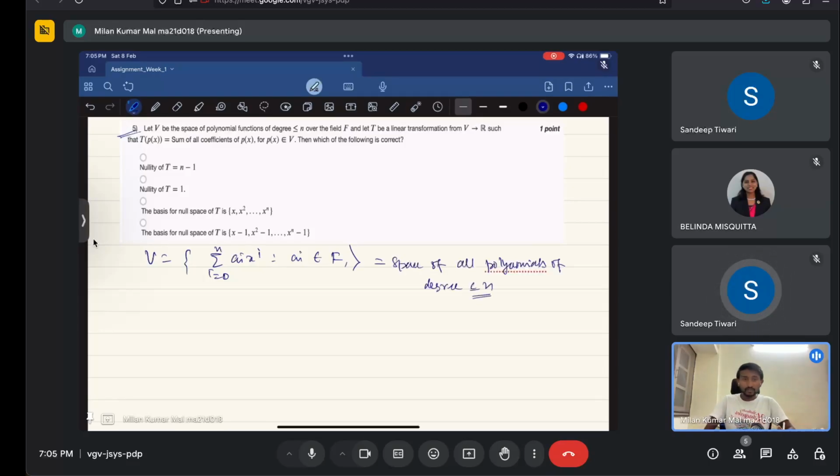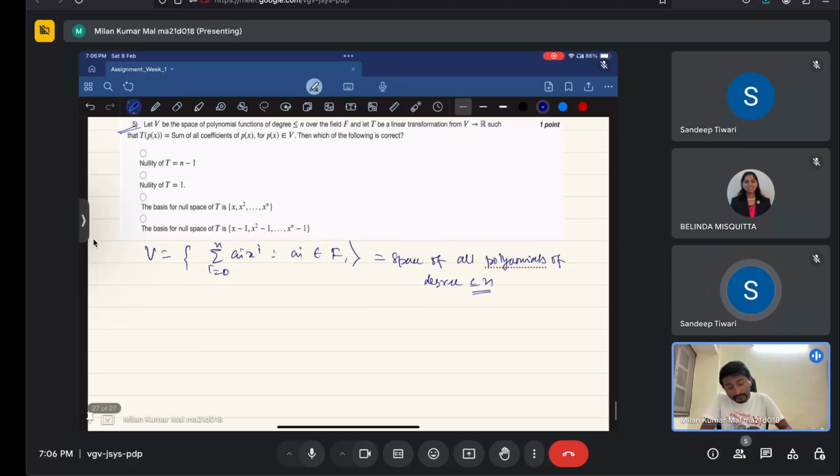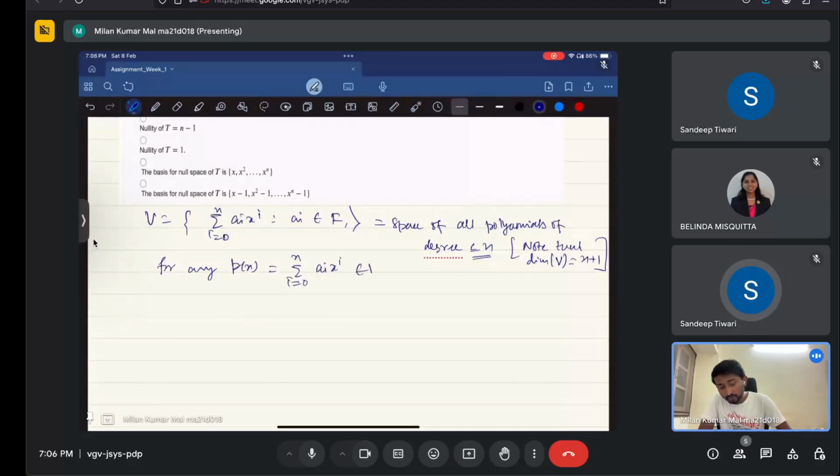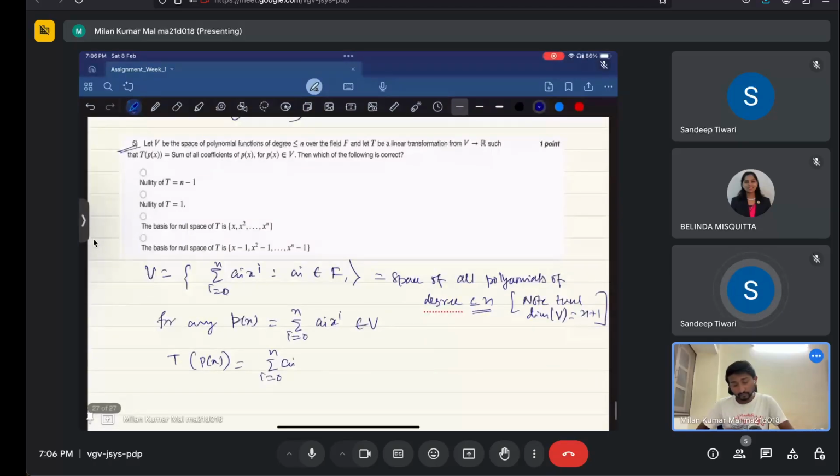Okay, so a_i can be 0 also. Now let T(p(x)) be the element for any p(x). Note that the dimension of V is equal to n plus 1. For any p(x) equal to the summation of i equals 0 to n of a_i x to the power i, belonging to V, T of p(x) is by definition given by the summation of i equals 0 to n of a_i. So in that case, it is clear.